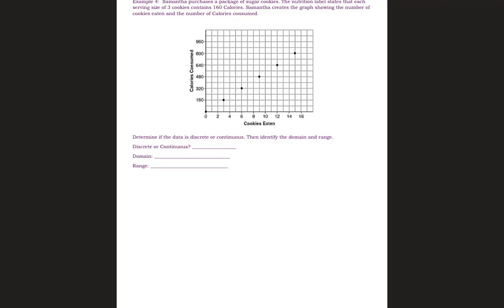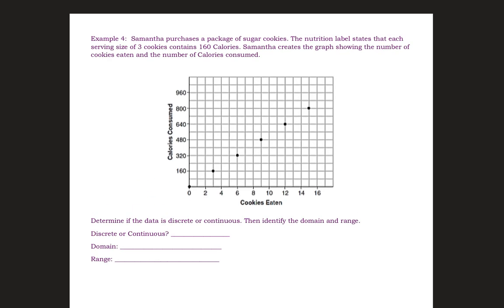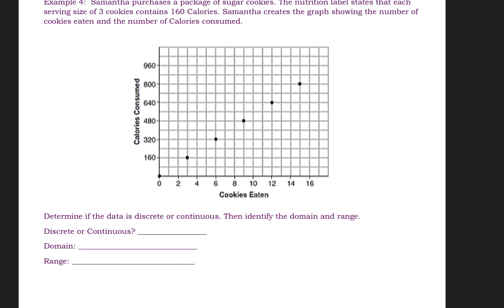So I read the paragraph already, right? We're talking about Samantha and some cookies here. But it's the same thing. Look, the question, though, being down here, it says determine if the data is discrete or continuous. So this is the only one where we're actually deciphering between the two. Discrete, reminder, discrete is disconnect, and continuous is connecting. Are these points discrete or continuous?